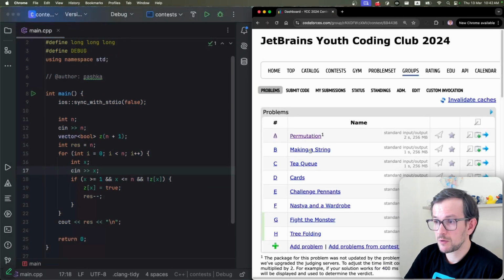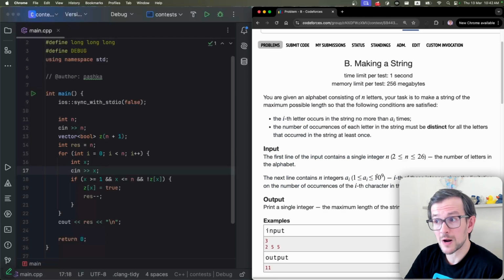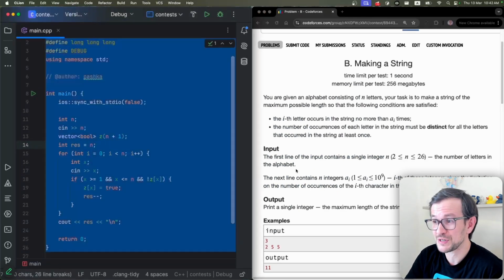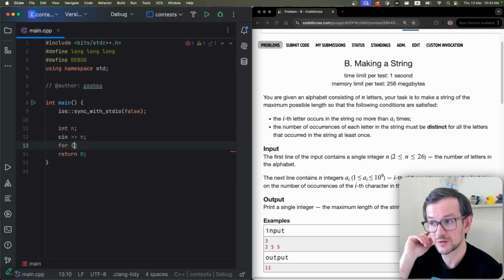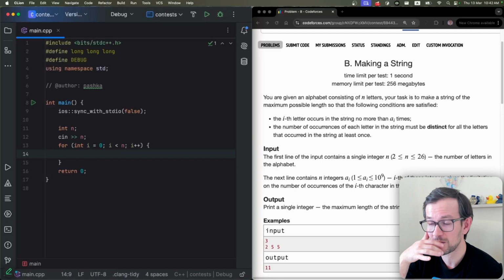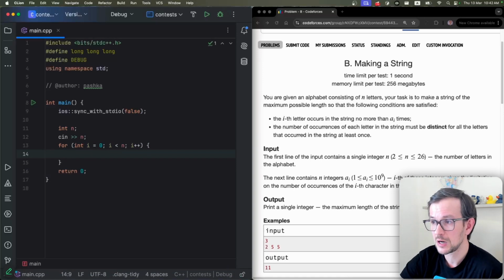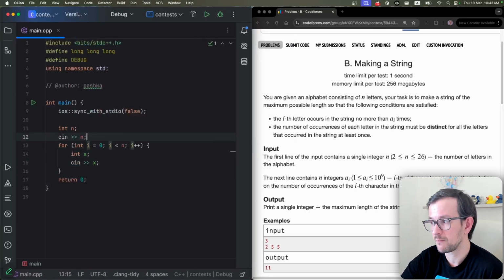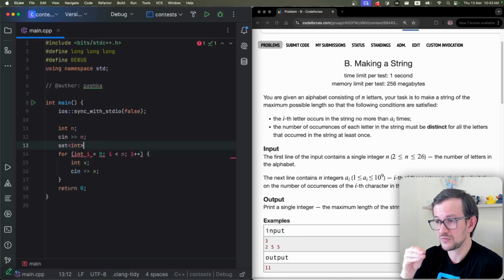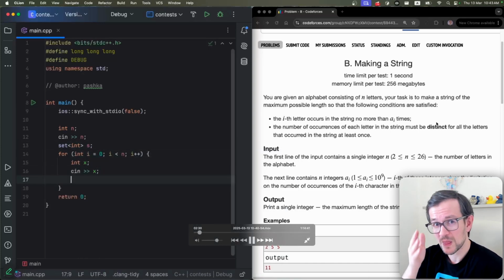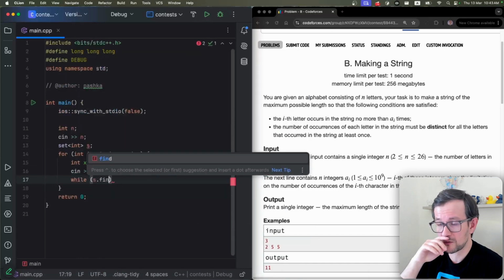So that's problem A. Let's go to problem B. Problem B is even more tricky, I would say. First you need to understand what's going on in this problem. You need to build a string of n different letters, and for each letter, you know the maximal number of occurrences of this letter you may have, and you also have the property that the numbers of occurrences of these different characters should be distinct. So you cannot have two letters with the same number of occurrences.